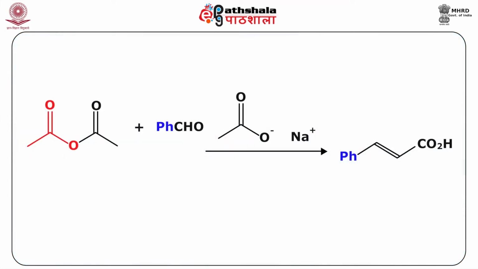Let us see how the reaction mechanism takes place. To understand the mechanism of the Perkin reaction, let us consider the reaction of acetic anhydride with benzaldehyde as the aromatic aldehyde in the presence of sodium acetate to produce cinnamic acid. The reaction is as shown here: you have the aromatic aldehyde, benzaldehyde, with acetic anhydride in the presence of sodium acetate, followed by hydrolysis, and you will get this cinnamic acid.